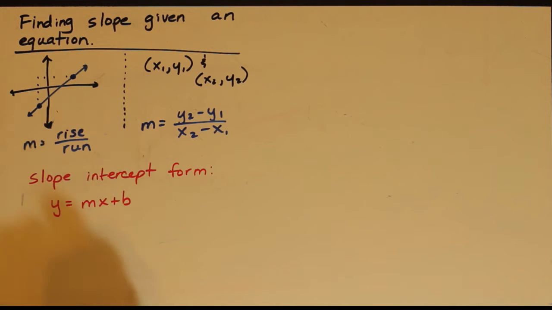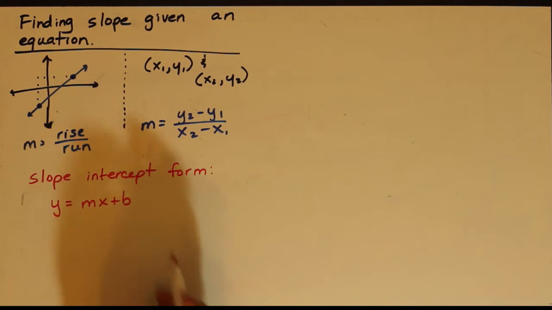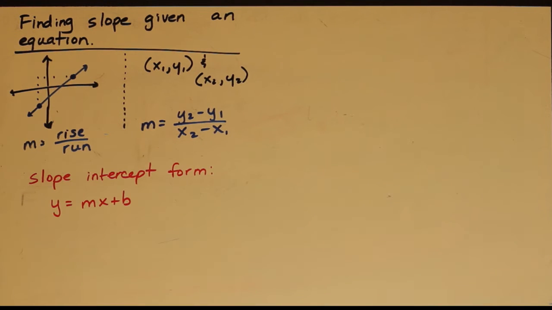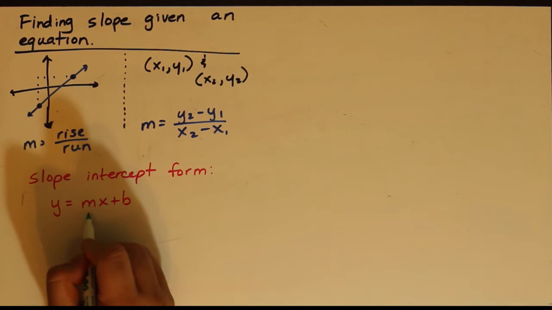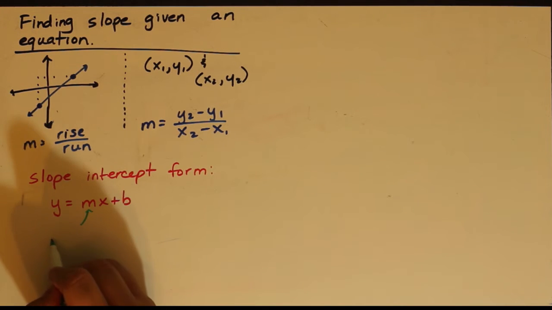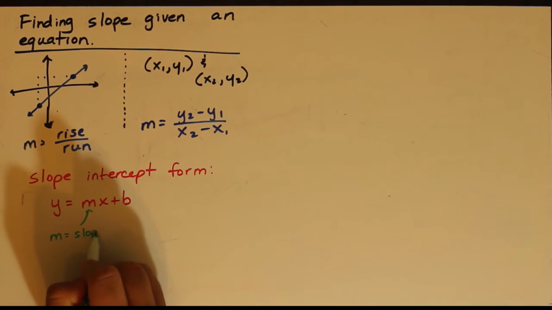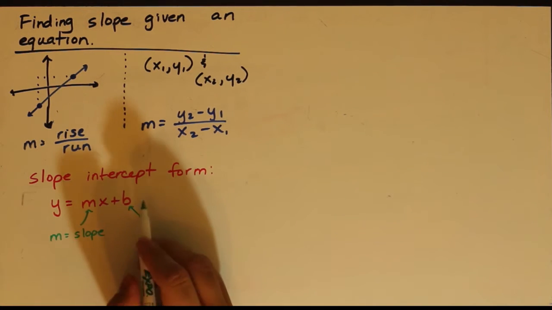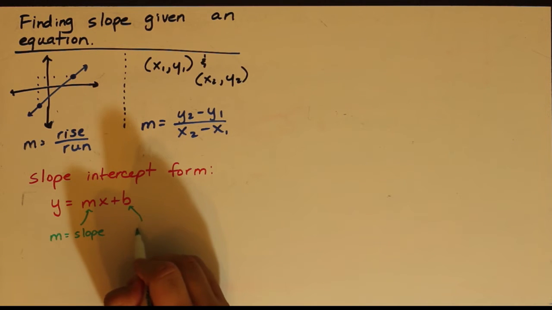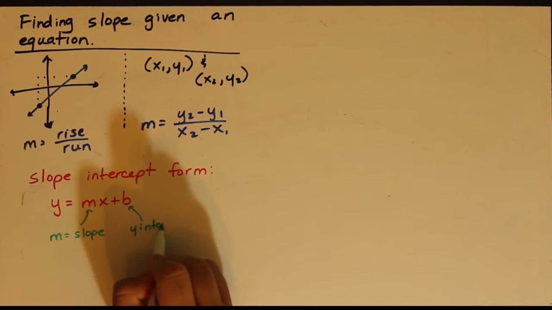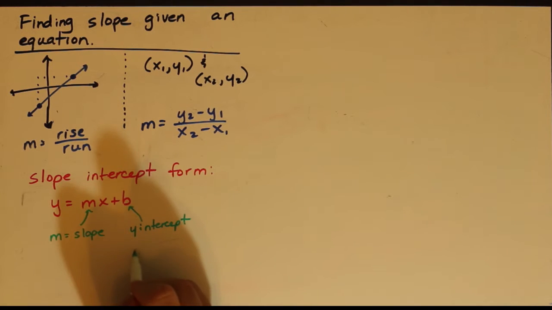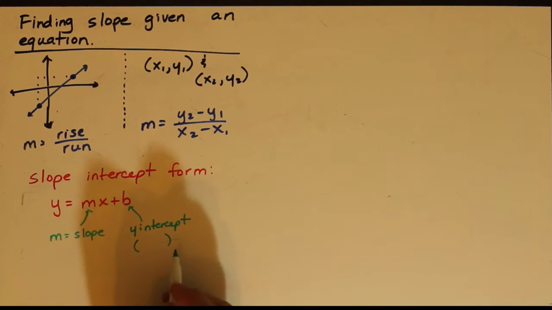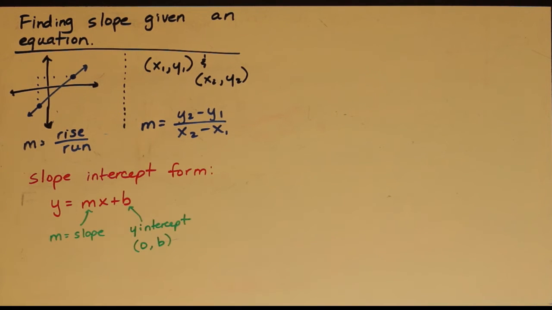The two important variables in this are your m and your b. It's no secret anymore that m represents your slope. Let me label that in a different color. So m represents our slope, and b represents our y-intercept. And if you remember, the y-intercept would be an ordered pair, and it would just be 0, b. That would be the format of your y-intercept.